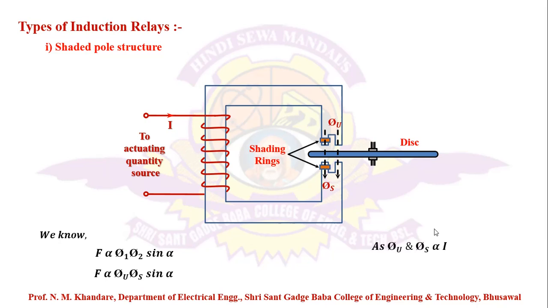As phi u and phi s are directly proportional to the current I, here two currents are not there, a single coil is there and it is producing a single flux, but due to the presence of the shading ring, the fluxes are delayed. That's why both fluxes are produced by the same current, and if we put the value of I in place of phi u as well as phi s, then we get that the force produced in the disc is directly proportional to the square of the current into sine of alpha, where alpha is the angle between phi u and phi s.